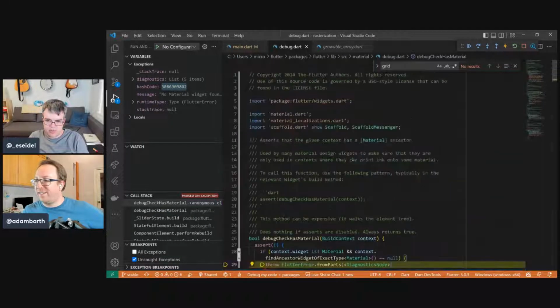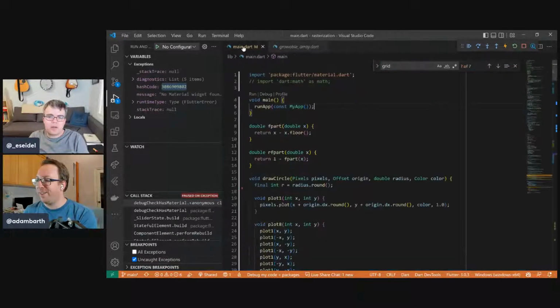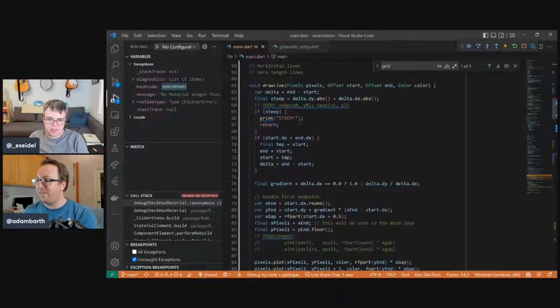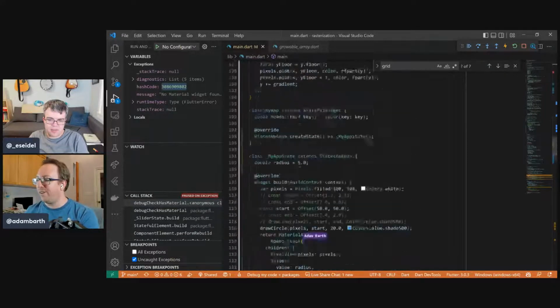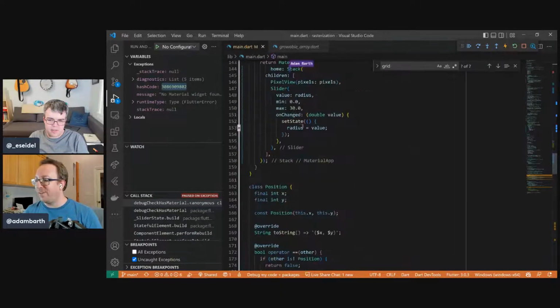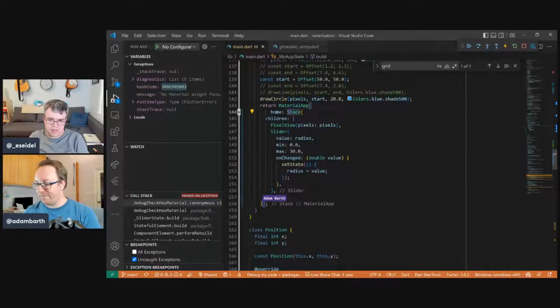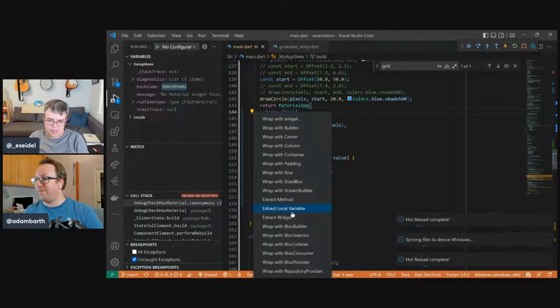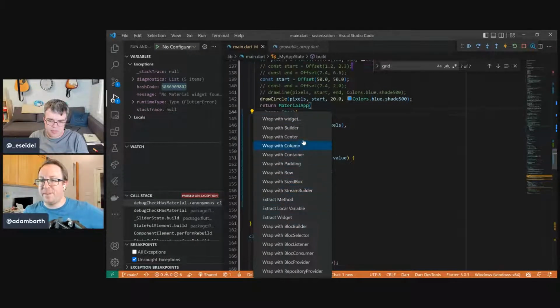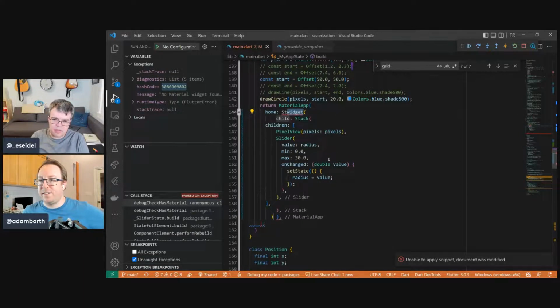No material widget found. Oh, okay. Let's put a material widget. Do we not have a scaffold or something? Yeah, we don't have a scaffold. To just wrap the stack in a material. On it. Wrap in. Are you doing it? Yeah, go for it.